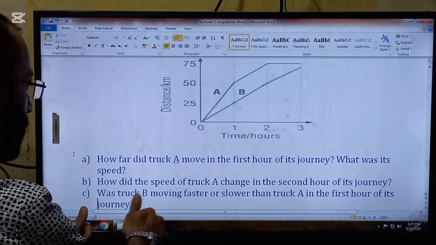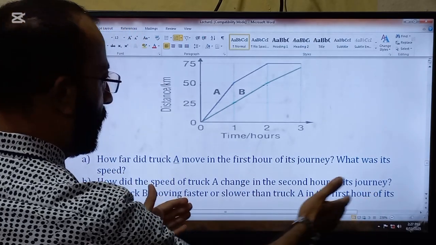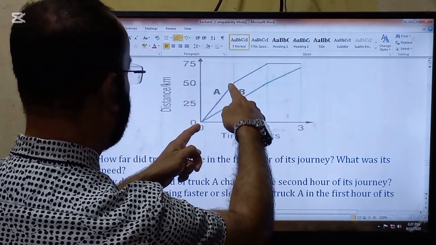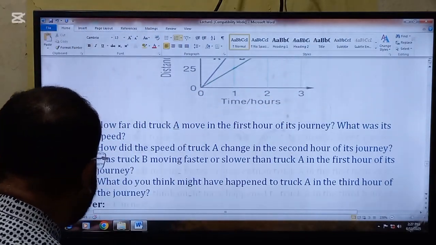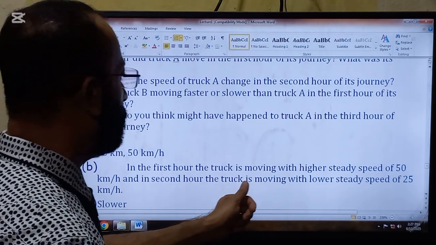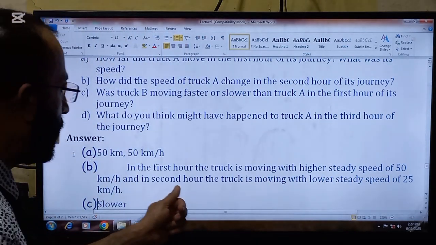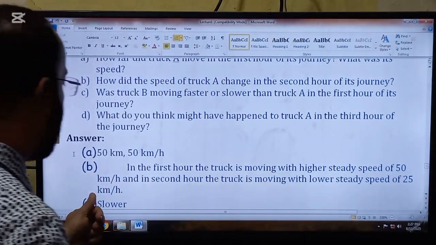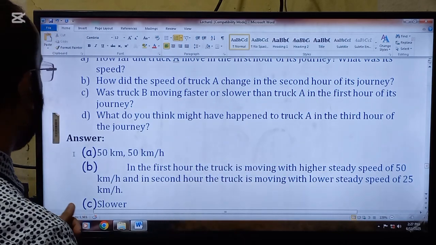B part: how did the speed of truck A change in the second hour of its journey? So this is the first hour of truck A. After that, the steepness becomes less. So look now, in the first hour the truck is moving with a higher steady speed of 50 km per hour, and in the second hour the truck is moving with a lower steady speed of 25 km per hour because the steepness gets lesser.